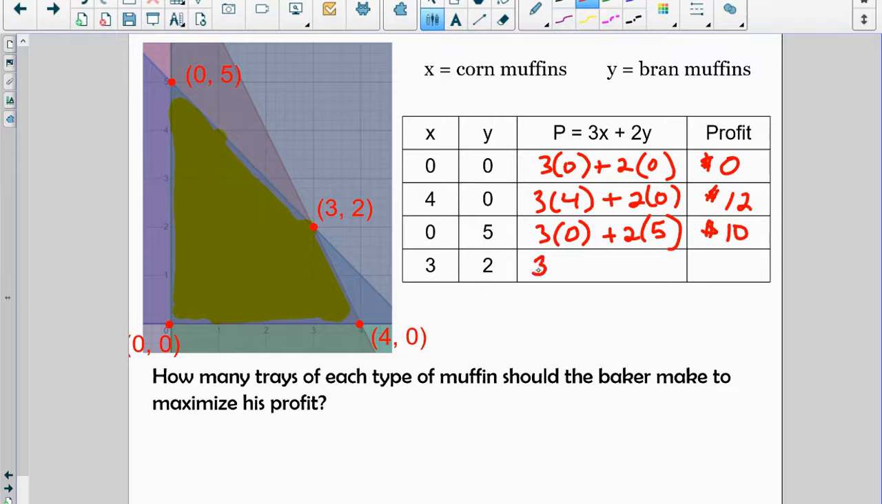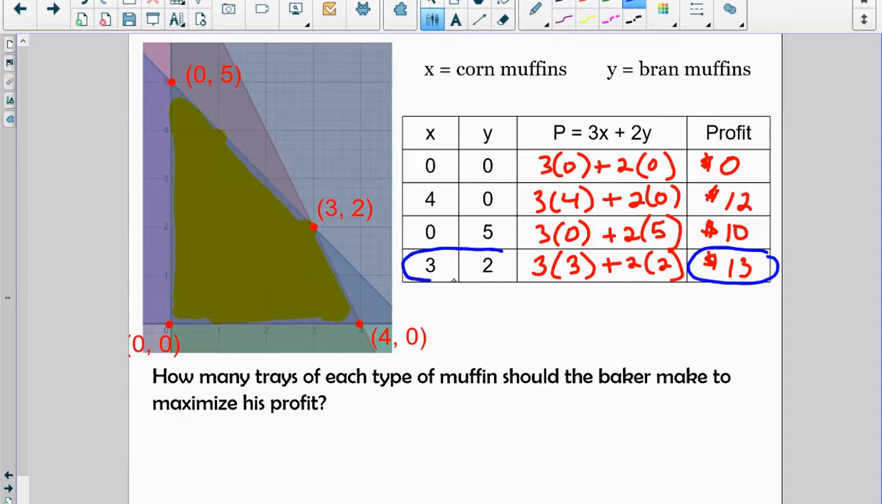And last we have 3 times x plus 2 times the value of y. So 3 times 3 plus 2 times 2, that's $13. 9 plus 4. So when we're looking at our profits, we want to look for which one is the largest, because we're trying to maximize profit. Anytime we're dealing with a business, we want to make the most money. So how many trays of each type of muffin should the baker make to maximize his profit?